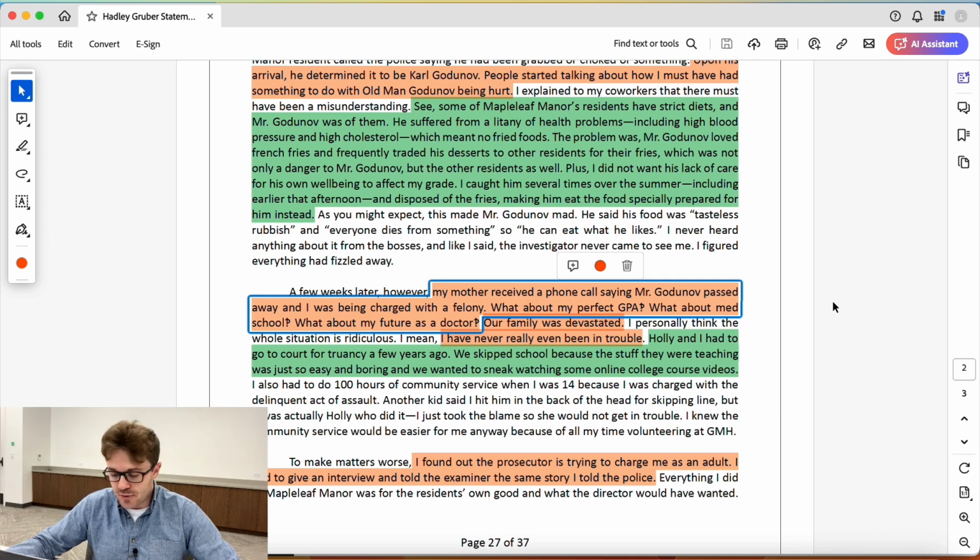But what you can do with a fact like this is have the witness go up there and say, look, I got a phone call saying that I was being charged with a felony. And that was crushing because I had a perfect GPA. My med school plans, it all fell away. Right? You can have a dramatic moment like that with a witness with facts like that.